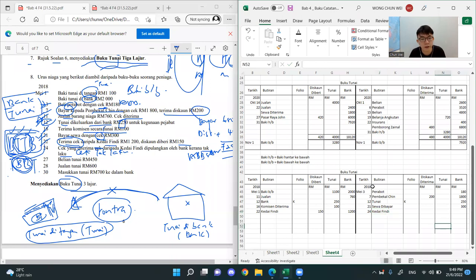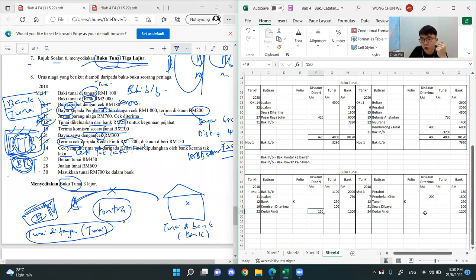Okay, kedai Findi, how much? 1,200 ringgit. So daripada check at bank, 1,200 ringgit, take out. Because I didn't receive the money from Findi, because check itu tak masuk. If it masuk, then I dapat wang. If tak masuk, maksudnya I need to take out this 1,200 ringgit.